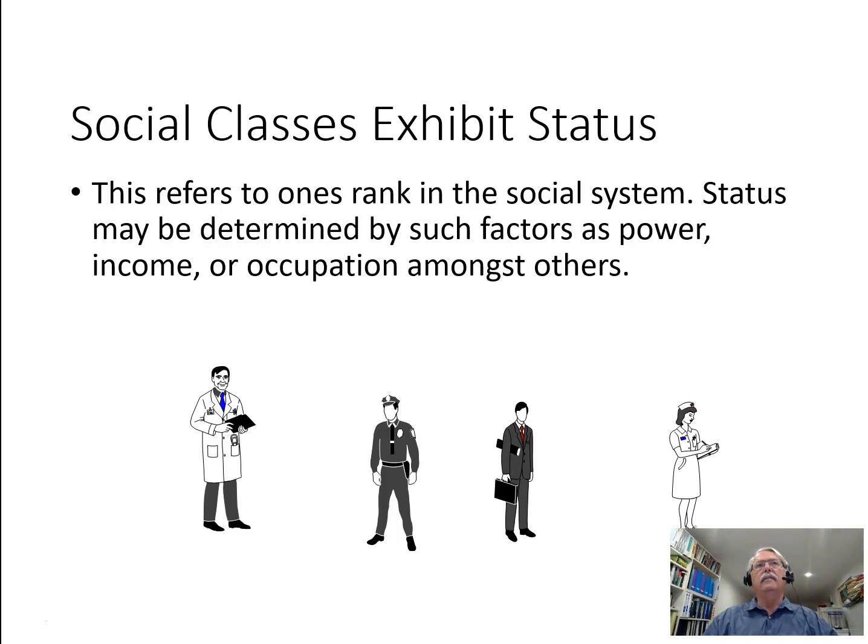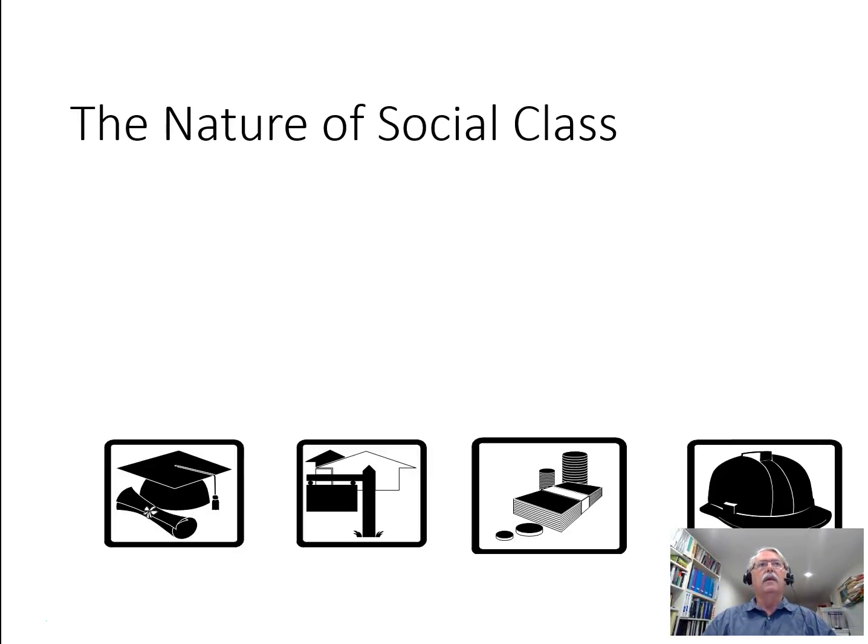And social class talks about an exhibit status. It talks about one's rank in the social system. And status can be determined by factors such as power, income, occupation, amongst others. It could be a religious group, etc.